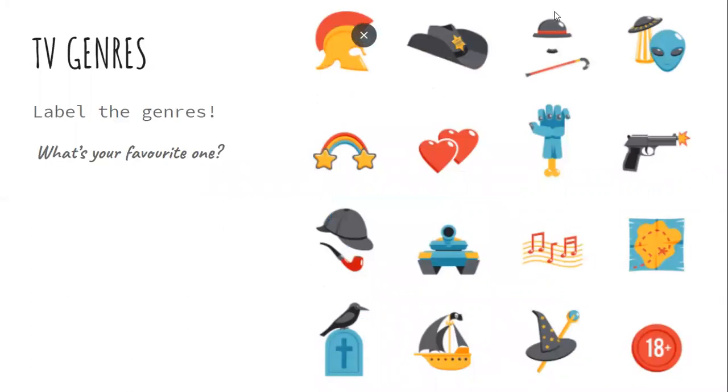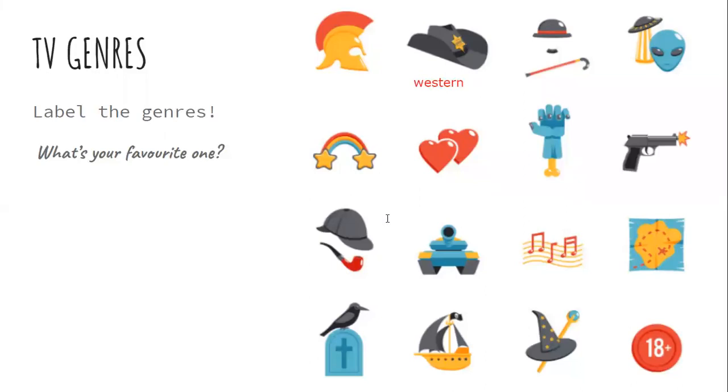Film genres. People, can you give me the names of these film genres? Participation. Any. Western. But give me the picture. The picture with the hat. Very good. Western. Thank you. Musical. María Ignacia, please. The picture with the musical notes.